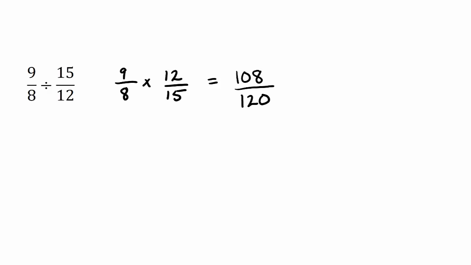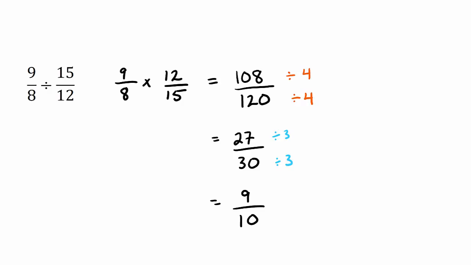Continuing on here, I'm going to divide each of these by 4 because I can see that the last 2 digits in each number are divisible by 4. So I know that each of these numbers is divisible by 4. If I reduce 108 by dividing it by 4, I will achieve a 27. 120 divided by 4 is going to be 30. And here's where I can see that they are divisible by 3. So I'm going to divide each of them by 3, and I obtain my final simplified answer of 9 over 10.